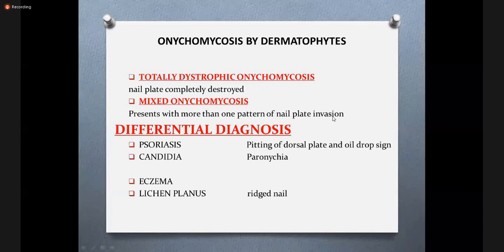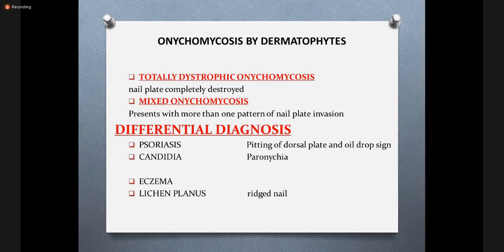onychomycosis. Okay, now the most common differentials of onychomycosis are candidial onychomycosis, psoriasis of the nail, eczema, and lichen planus. The difference is that in psoriasis, the most characteristic lesions are pitting of the dorsal plate, pitting of the nail. Okay, and in the later stage, it can present as discoloration or hyperkeratosis of the nail, thickening of the nail, which is also seen in onychomycosis.